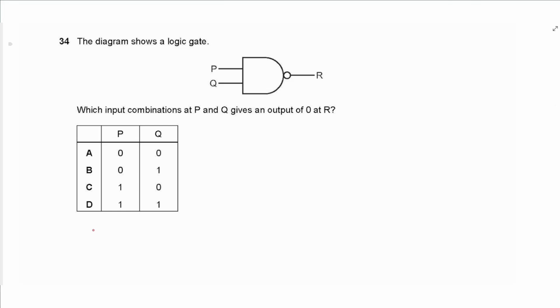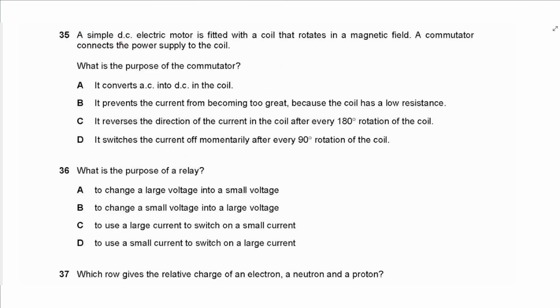Question 34 is about logic gates, so you can skip this question for the new syllabus. It says the diagram shows a logic gate. Which input combinations at P and Q give an output of 0 at R? So this is a NAND gate. It is the opposite of an AND gate. For an AND gate, 0 and 0 would give us 0, 0 and 1 would give 0, 1 and 0 would give 0, 1 and 1 gives 1. So only the reverse of 1 gives 0. So this is the choice we have. So we choose D.